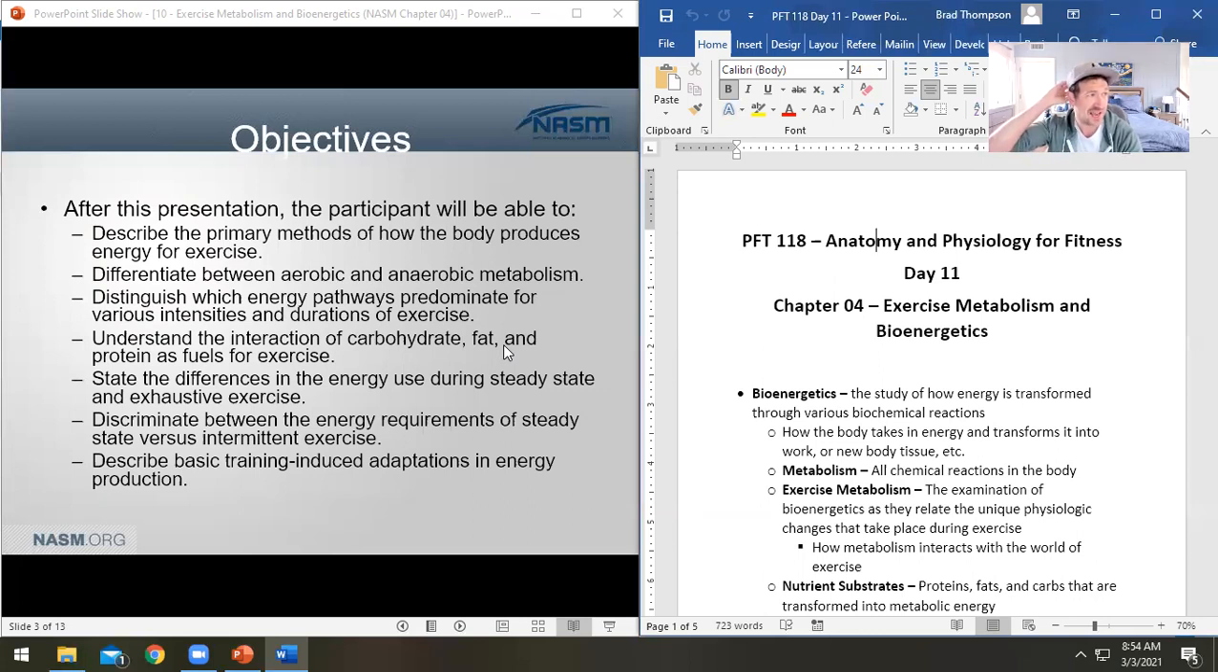And the intensities actually aren't as important for the energy systems, except from the perspective that if it's a high intensity, you should be working close to failure by X number of seconds, or we could say X number of reps, which is what we actually do. We also want to understand how carbohydrates, proteins, and fats are used for fuel during different intensities and different durations of exercise. Differentiate between steady state and exhaustive exercise, which means high intensity interval stuff. Talk about the differences in intermittent exercise, and then understand the basic training adaptations that come along with all that.